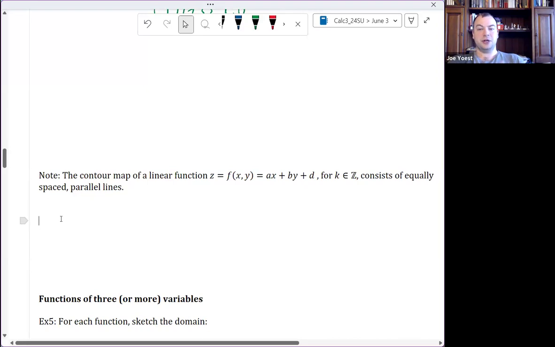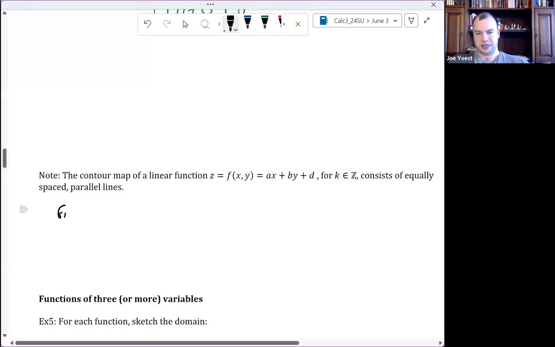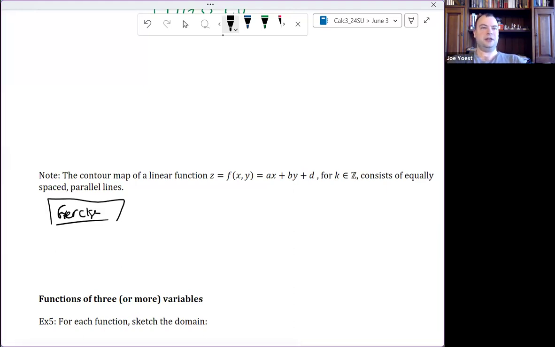Okay, so a little note here: the contour map of a linear function, a plane, z equals ax plus by plus d, and we'll take our contours at the integers, at evenly spaced points, consists of equally spaced parallel lines. This is pretty simple to show. I'll leave it as an exercise. Try to show very clearly, as if you're writing up a proof, not hand wavy, that this is a true statement.